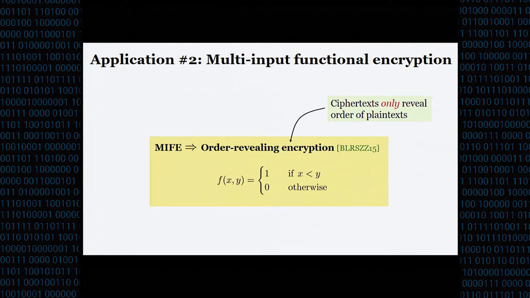So why is this interesting? It's interesting because using MIFE, you can realize order-revealing encryption, which is useful in encrypted databases. Order-revealing encryption says that the ciphertext only reveals the order of the plaintext. And you can realize it by considering the function f, which on two inputs outputs 1 if x is less than y and 0 otherwise.